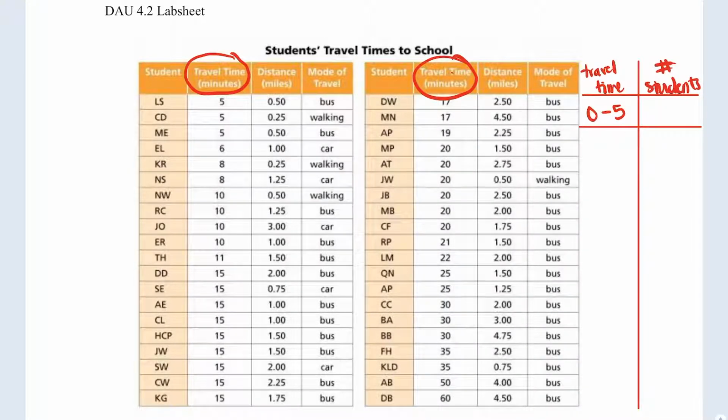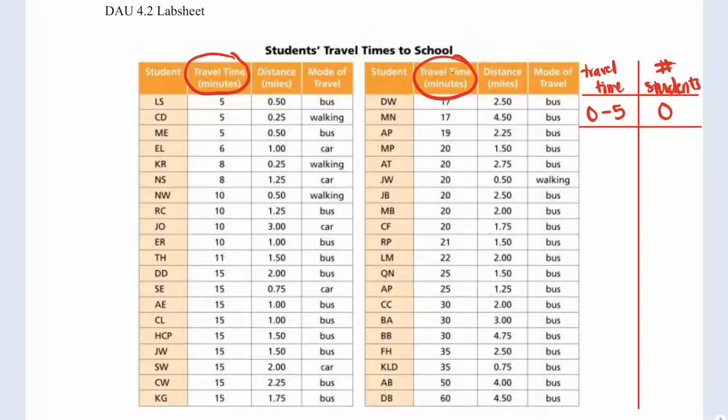So I'm looking for the numbers between 0 and 5, but not including 5. I'm going to repeat that again. I'm looking for numbers that are between 0 and 5, but not including 5. Are there any numbers in this data set between 0 and 5, but not including 5? Hopefully you said no. There are 0 students between 0 and 5.